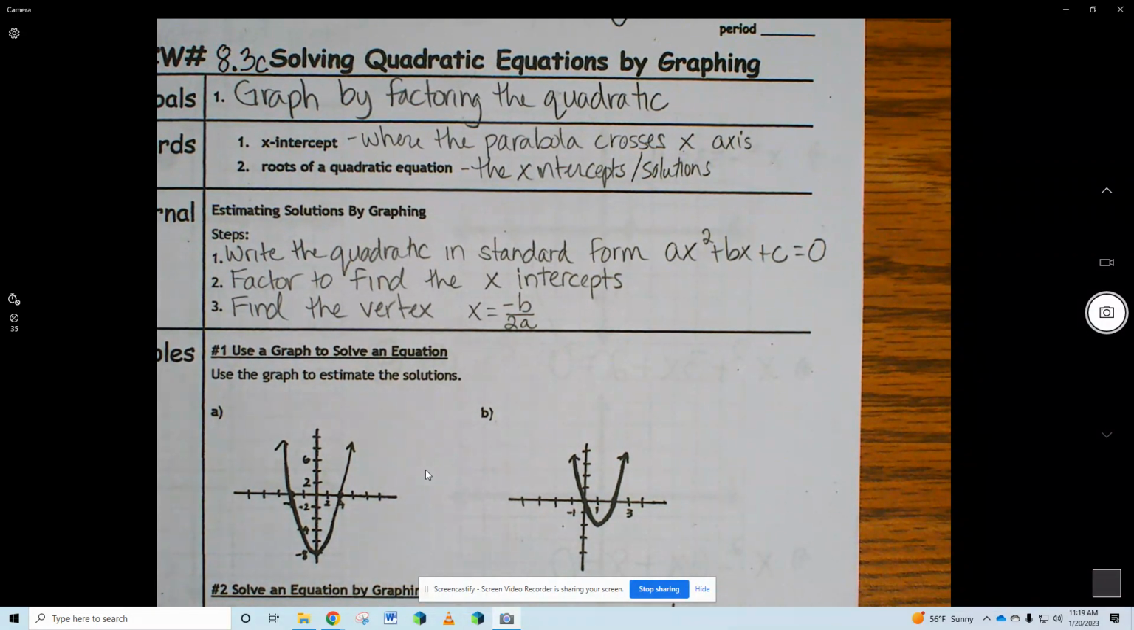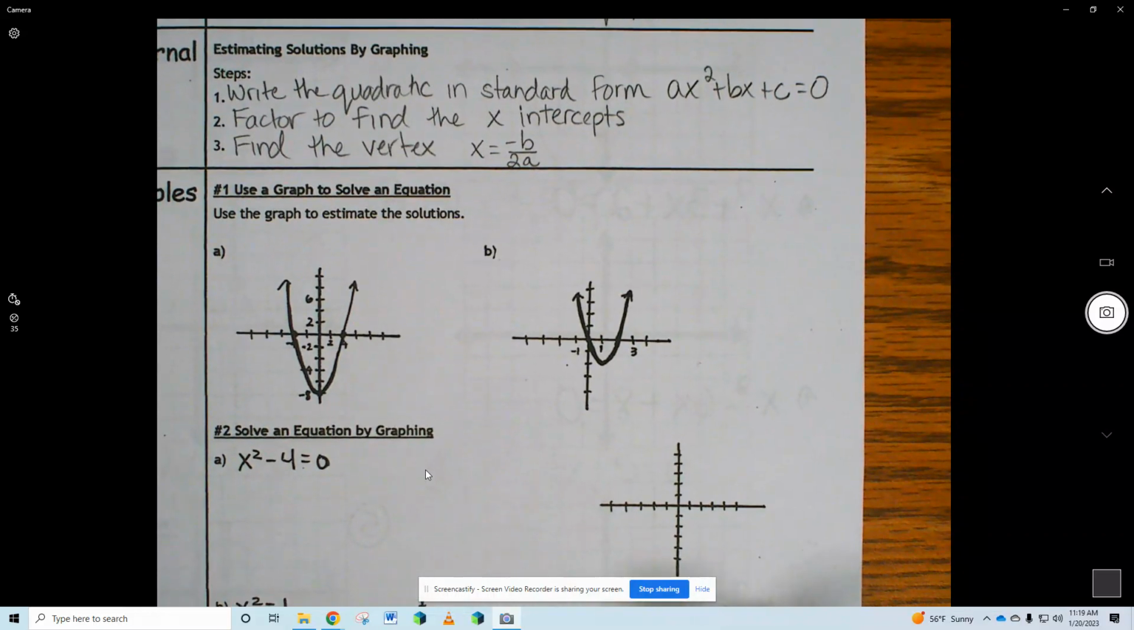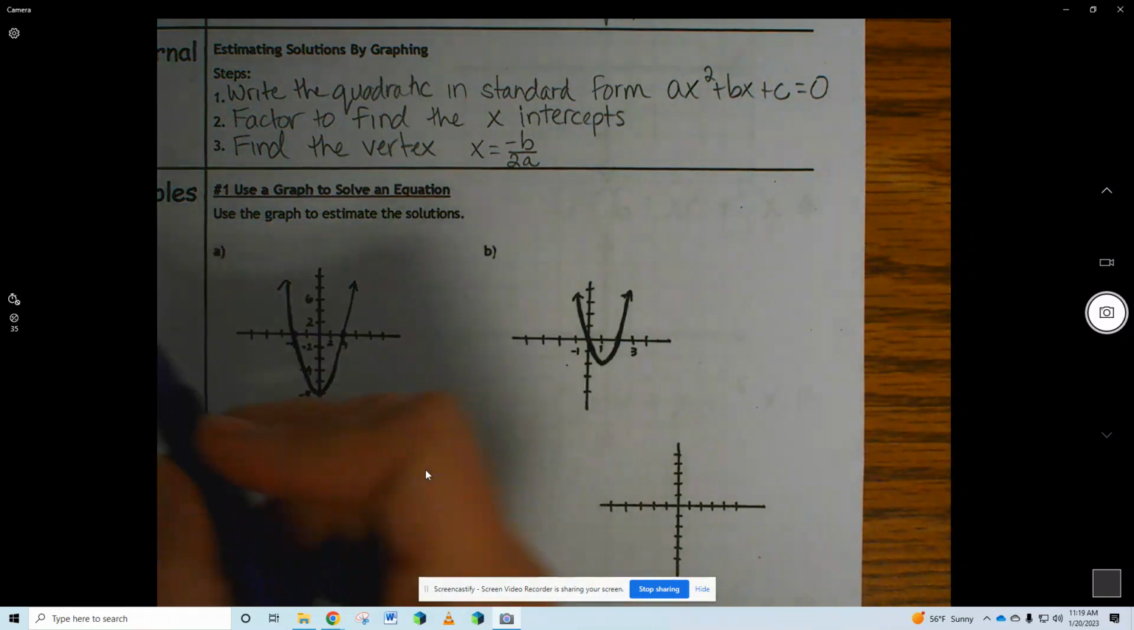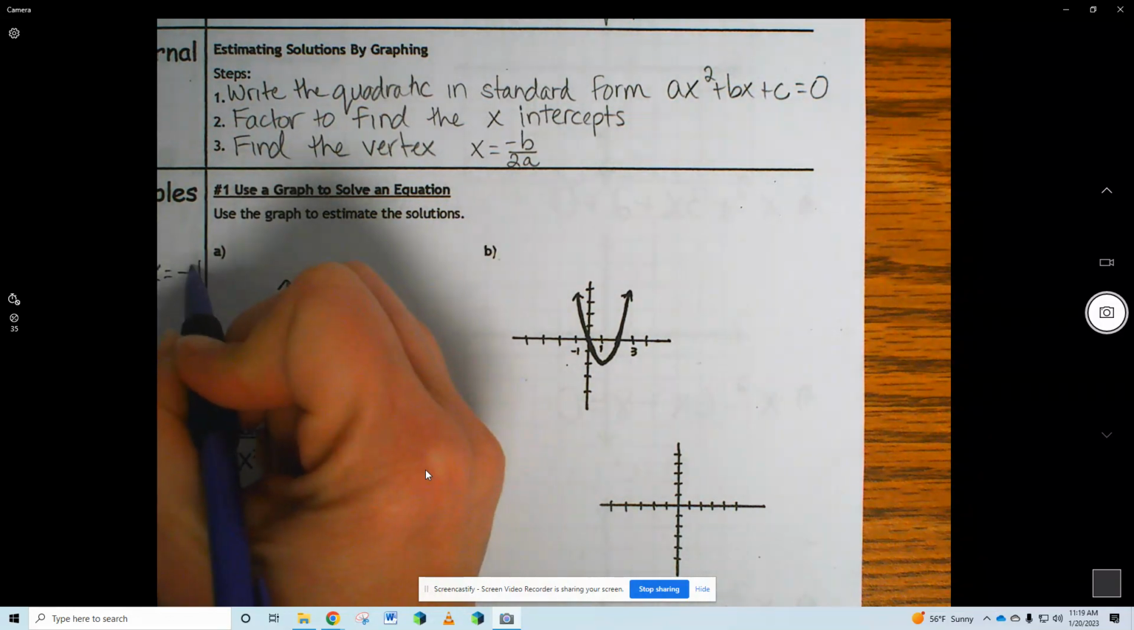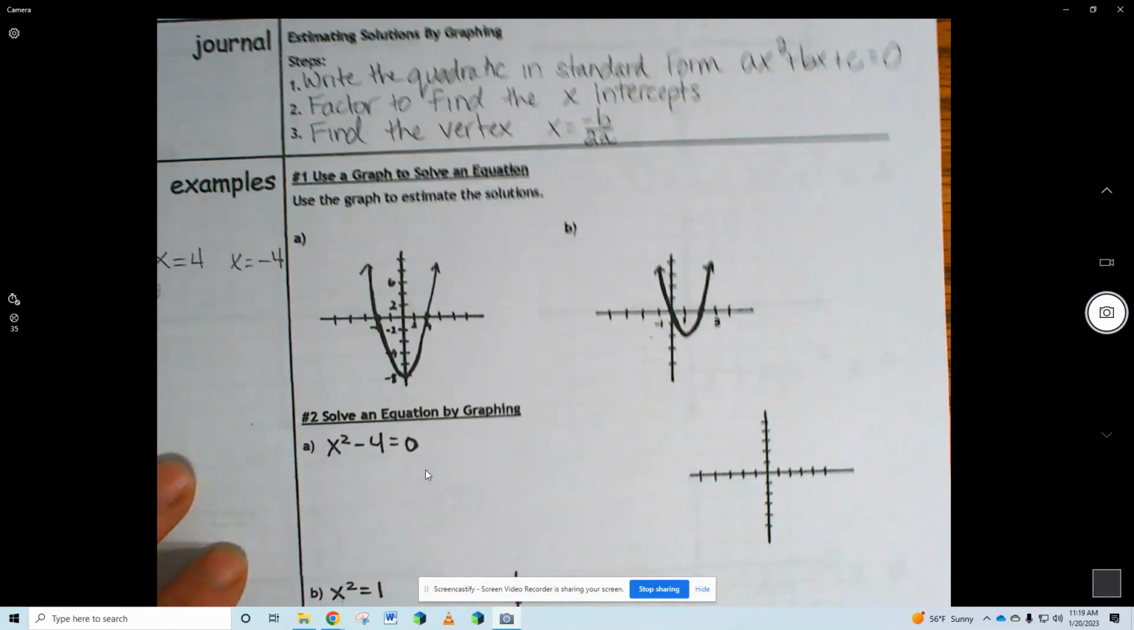You're only going to be graphing 3 points on these graphs. So A and B, I didn't give you an equation. I gave you a graph. And they have x-intercepts. What are the x-intercepts of A? Where does it cross the x-axis? Negative 4 and positive 4. So those are going to be my solutions, my roots. So I'm going to put x equals 4, x equals negative 4.